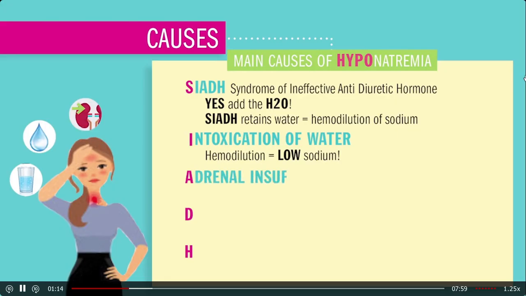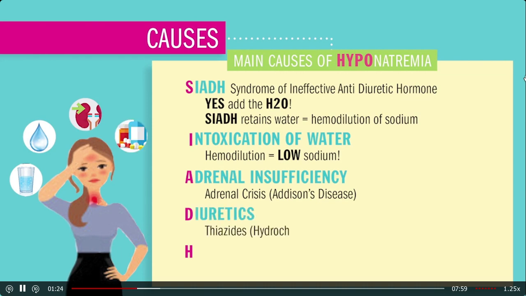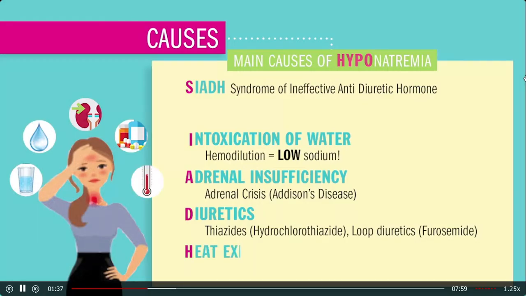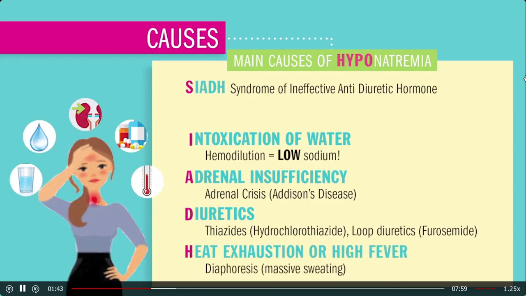A stands for adrenal insufficiencies like adrenal crisis with our Addison's disease patients. Basically wastes sodium from the body and puts it in the body. D is for our diuretics like thiazides and loop diuretics, generic names for hydrochlorothiazide and furosemide. Both of these are considered potassium wasting as well as sodium wasting diuretics. Lastly, H is for heat exhaustion or high fever, which causes massive sweating, something called diaphoresis.